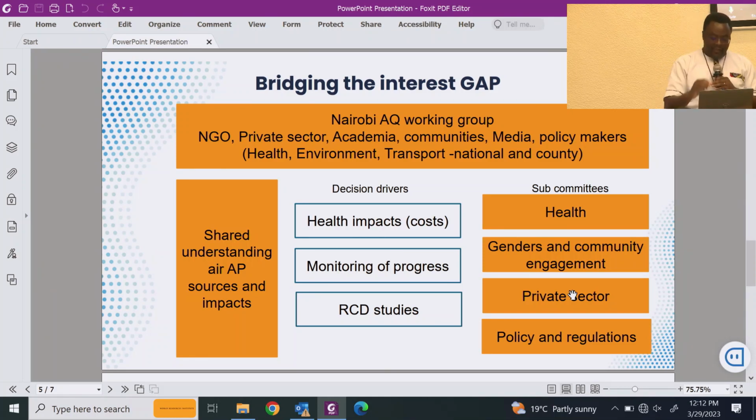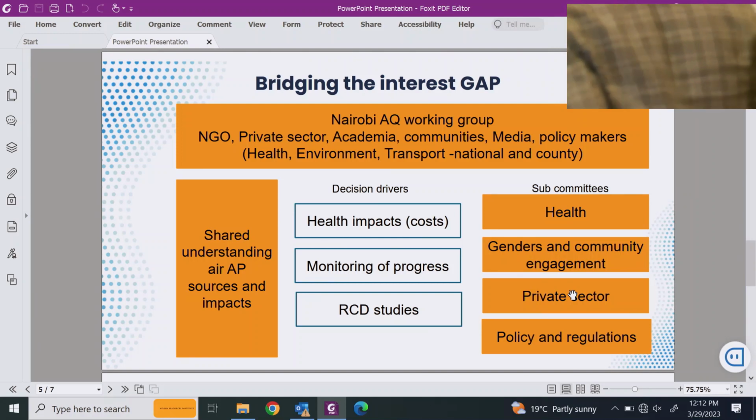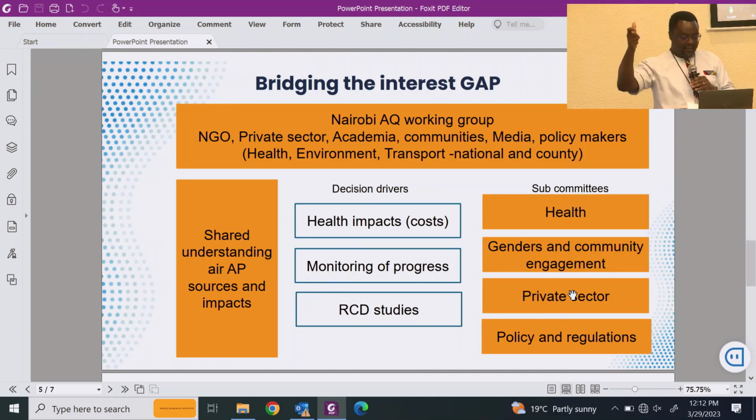So one of the things that this working group focused on is actually having a shared understanding on air pollution sources and impacts. And we really learned a lot. People from health also learned a lot from the researchers. And also we needed to talk about drivers of decisions. How are decisions driven in the space? And this is where some of the conversations on premature death versus money came out quite strongly. And how, again, do we monitor progress? I think somebody mentioned that Nairobi has registered an improvement of PM 2.5. That is very interesting. And also we need to support the root cause analysis and disruptability studies.